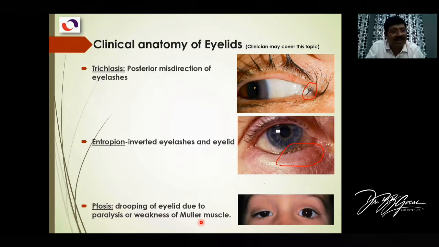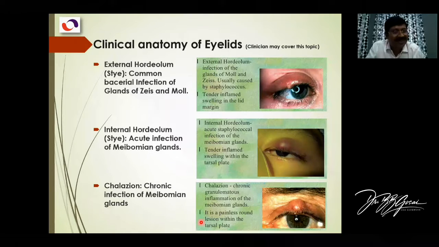Now, some of the clinical aspects of the gland. This will be covered 110% by the clinician. I know very well, stye is one of the common conditions of the eyelid, so it will be covered. Whosoever takes your ophthalmology classes will cover this item. I'm just giving you an idea that when it is an acute infection, we call it stye, and when it is a chronic infection, we call it chalazion. Chalazion is a chronic infection.